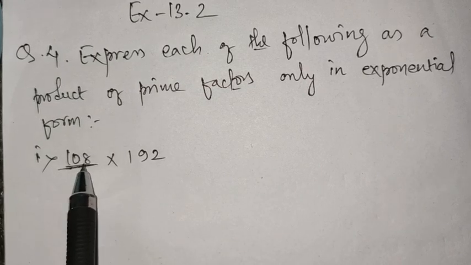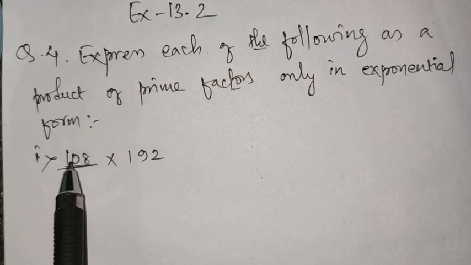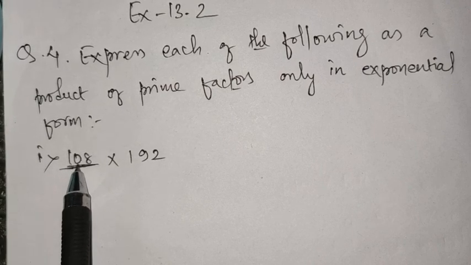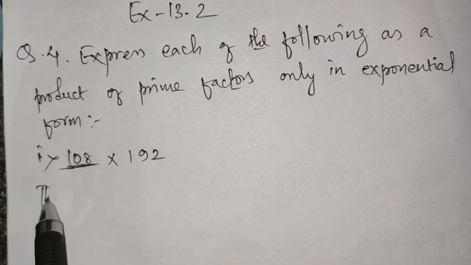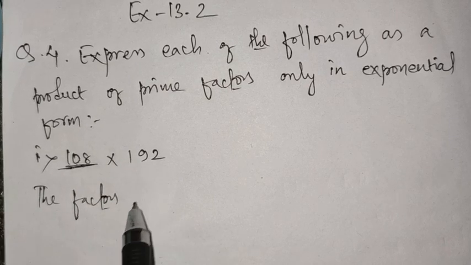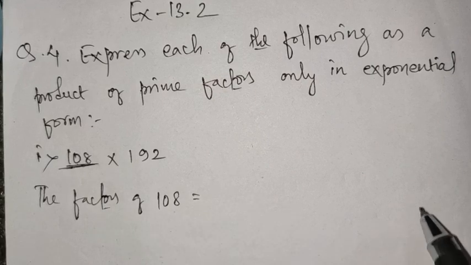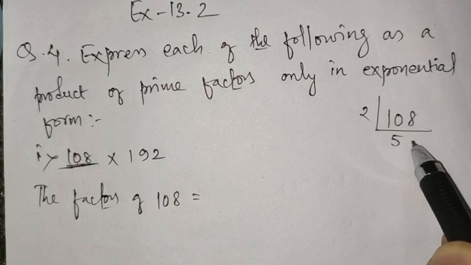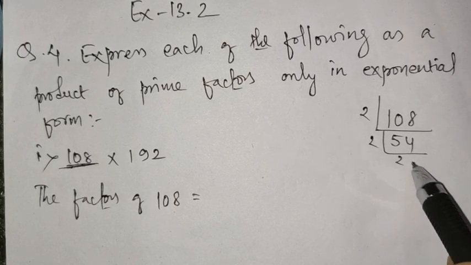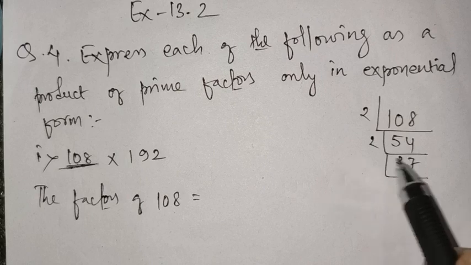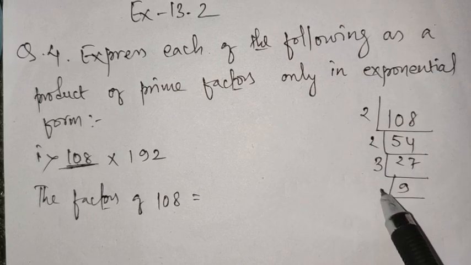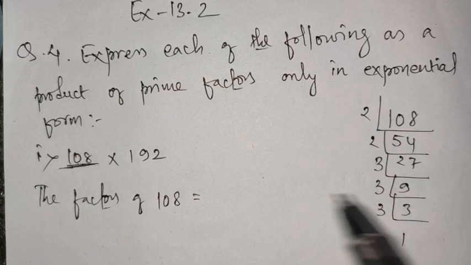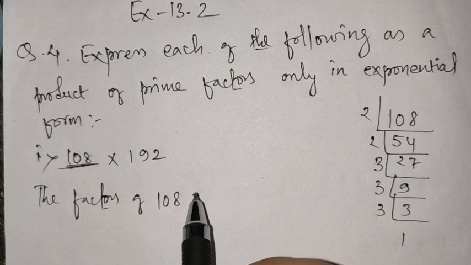First of all, this is not a prime number, this is a composite number. So you will get the factors of this 108. We will first take out the LCM. 2 fives are 10, 2 fours are 8, so 2 twenty-sevens are... now 2 cannot divide, so I'll be using 3. 3 nines are 27, 3 threes are 9, 3 ones are 3. Now you see what numbers are involved as factors of 108.